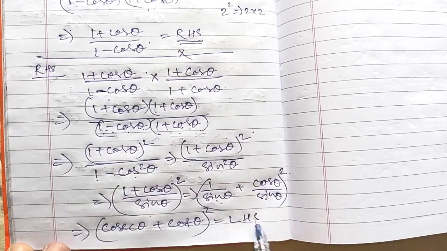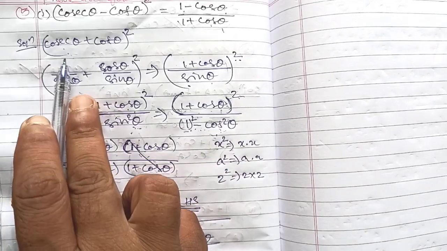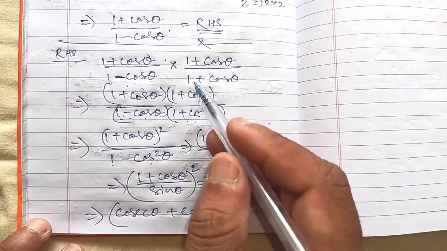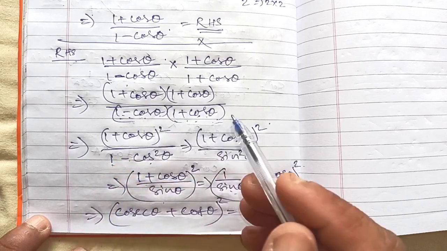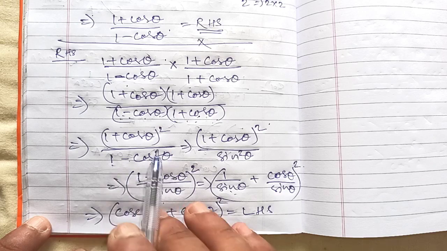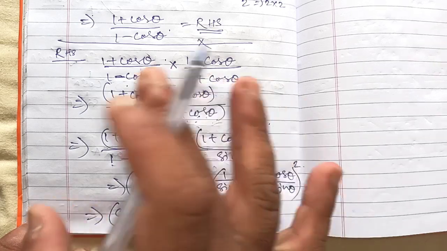This is LHS. Okay, this was our LHS. Look at here, this value and this value is same. That means either you can select LHS or you can select RHS, but you have to make both LHS equal to RHS. These are the two ways to solve this type of question.